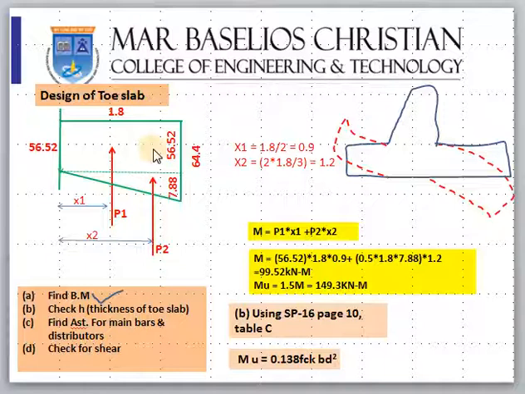Now look at the net pressure diagram. This is the retaining wall. On this side it is acting downward, while here it is upward. So here the tension will be at the top and here the tension will be at the bottom. So the main bar will come here, and in the heel portion the main bar will be coming at the top.